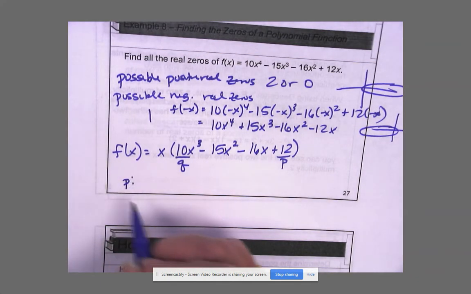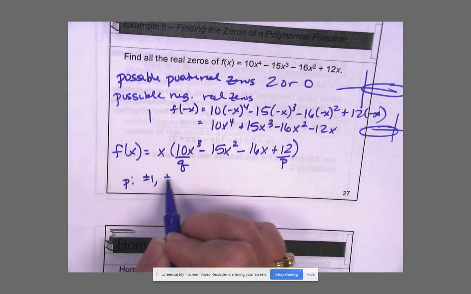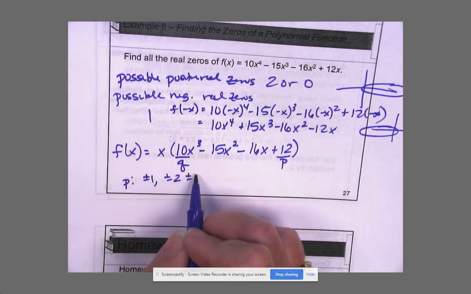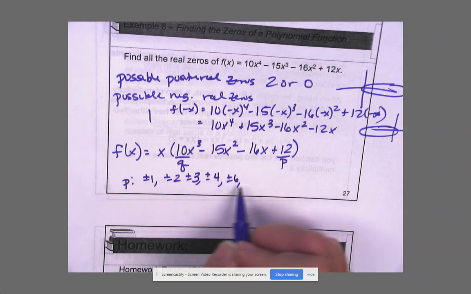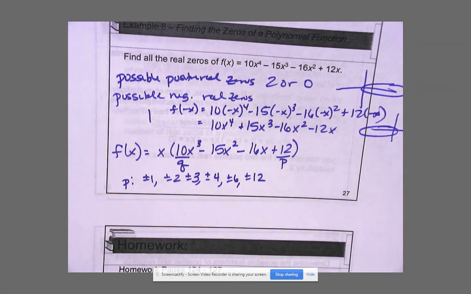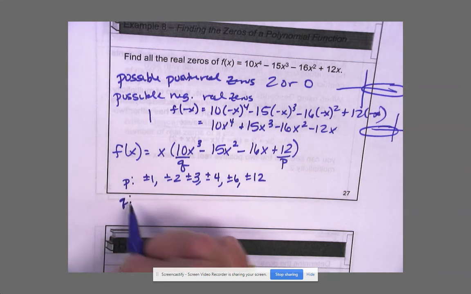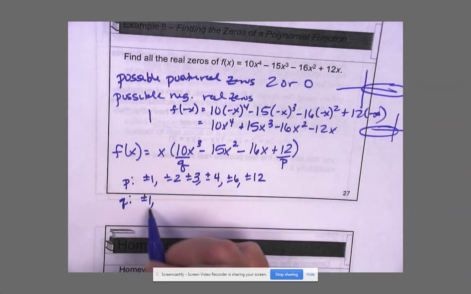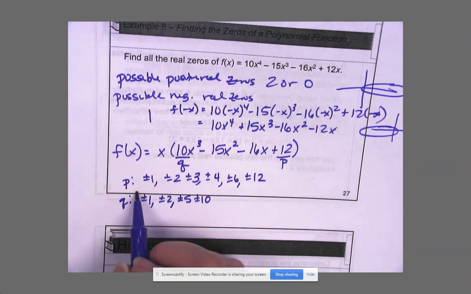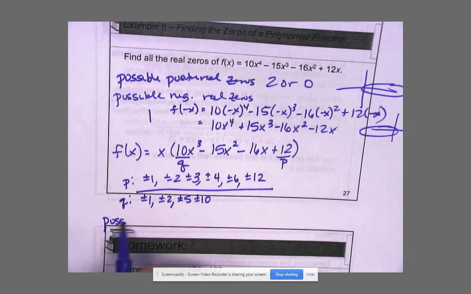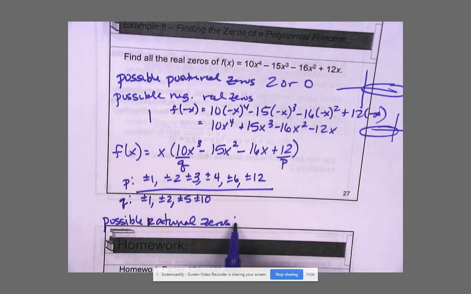What are all the combinations of P? Plus or minus 1, plus or minus 2, plus or minus 3, plus or minus 4, plus or minus 6, plus or minus 12. This goes back to Ava's question. Are we going to have a bunch of them? Yes, sometimes. And then what's the other one going to be? Q? What are all the combinations to get a Q? Plus or minus 1, plus or minus 2, plus or minus 5, plus or minus 10. So again, this is possible. What are we getting ready to write? Possible rational zeros.